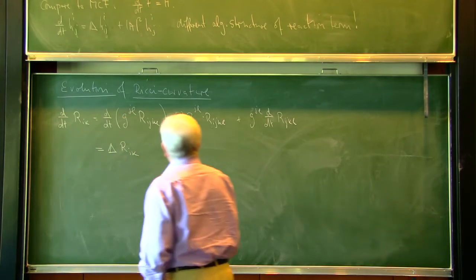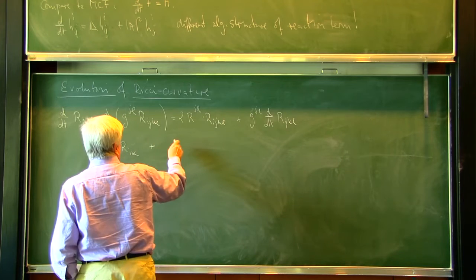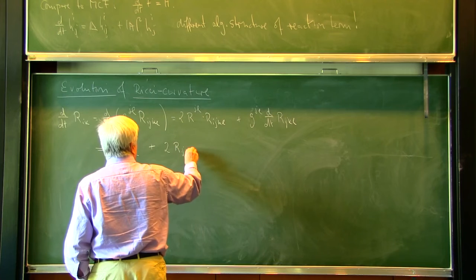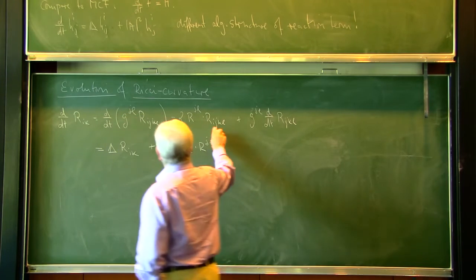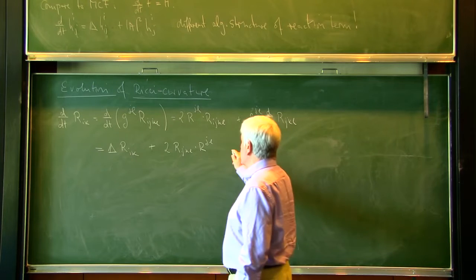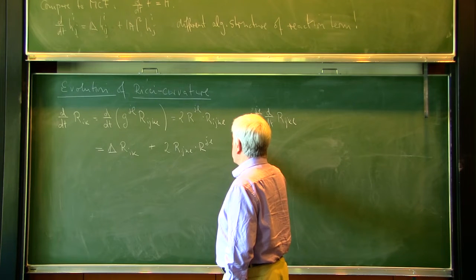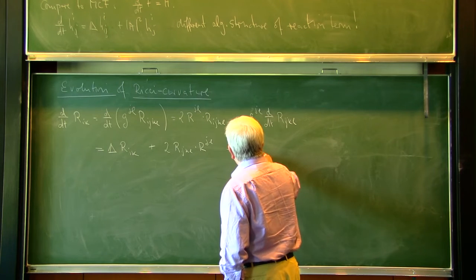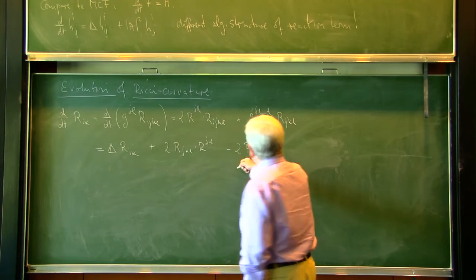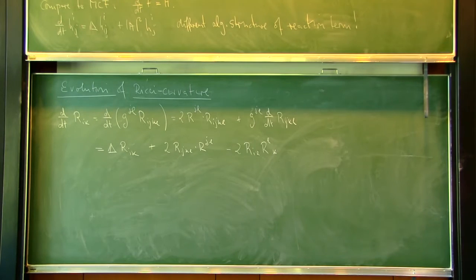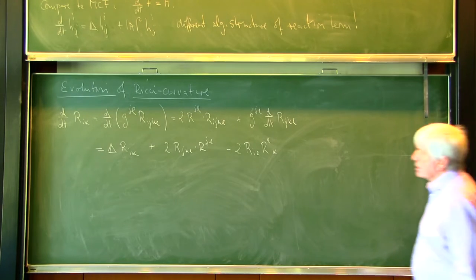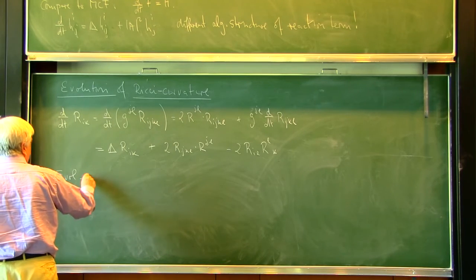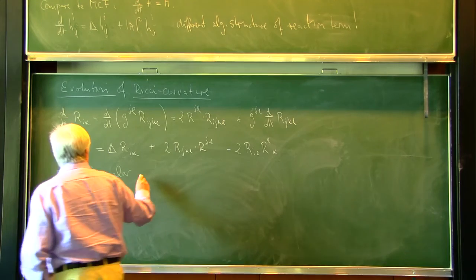And then the commutator terms turn out to be 2 times Rijkl times Rjl, this is this one, and the other one that comes in is a term which looks like minus Ril Rlk, so it's just the square of the Ricci tensor. And once you have that, you immediately get the evolution of the scalar curvature by taking the trace once more.